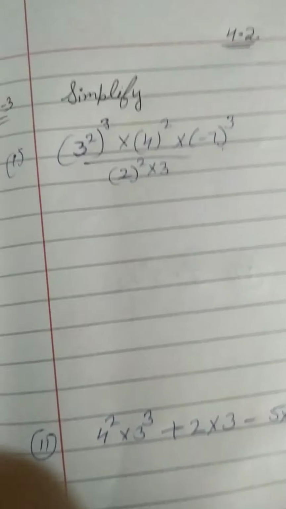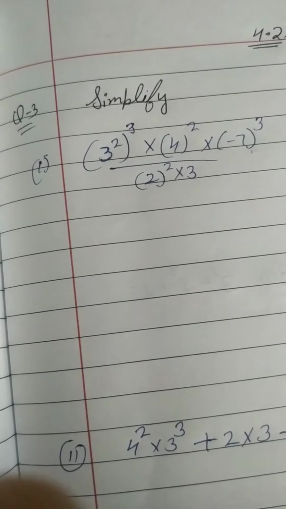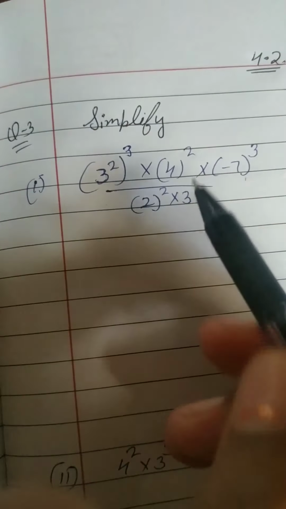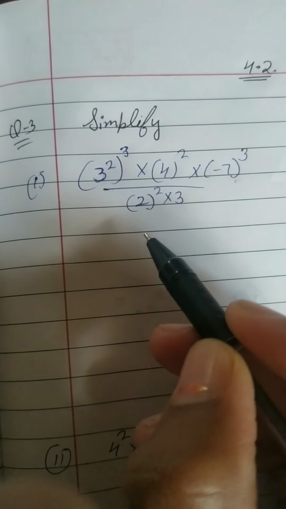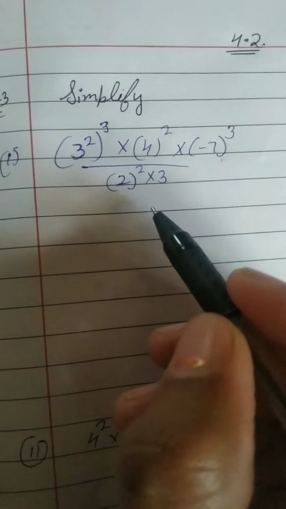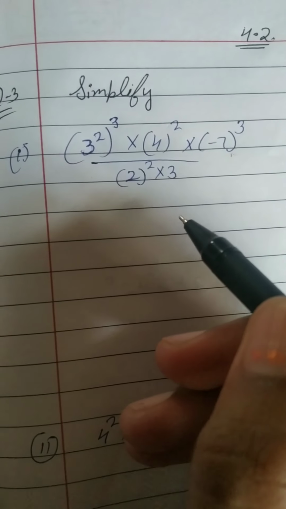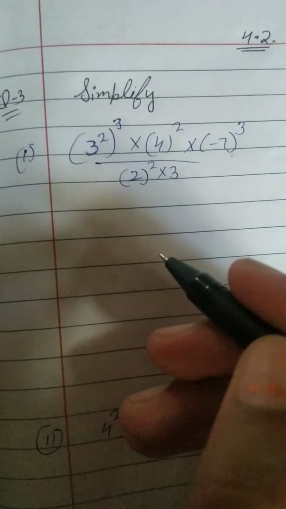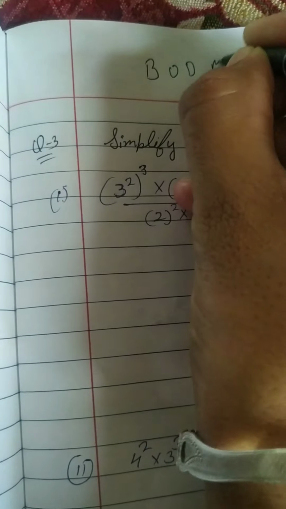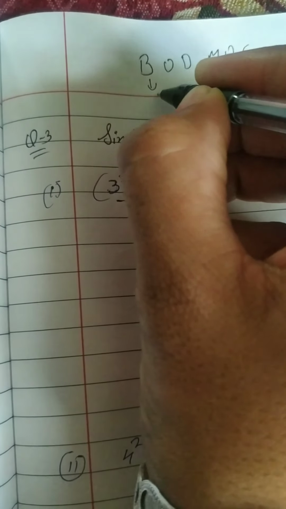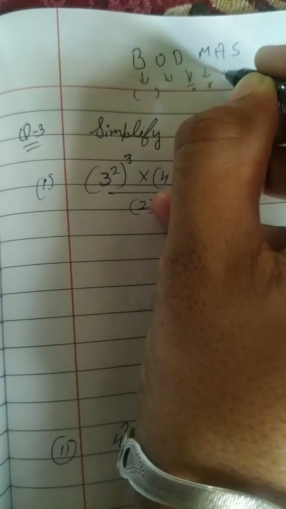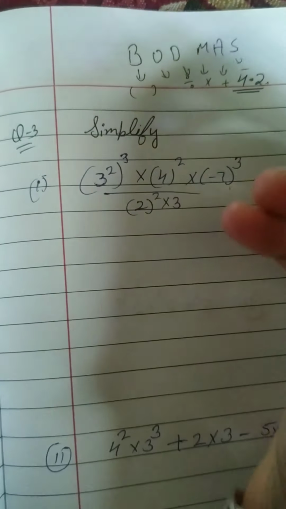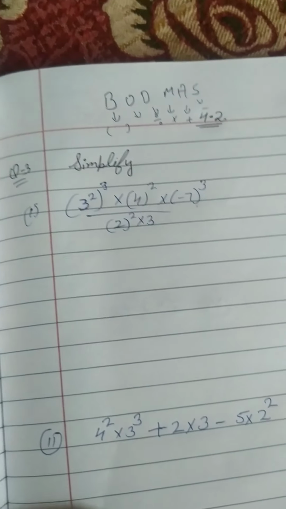Class 7. Let's begin with question number 3 of exercise 4.2, exponents and powers. The question is to simplify. You have to keep in mind the rules of exponents: if bases are the same and multiplication is in between, powers will be added. If bases are the same and division is in between, powers will be subtracted. Anything raised to power 0 means 1. And you have to keep in mind the formula BODMAS: bracket, then operations, division, then multiplication, then addition, then subtraction. So with the help of these, we will do our questions.